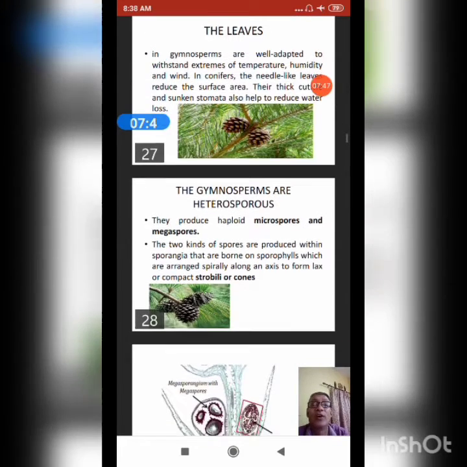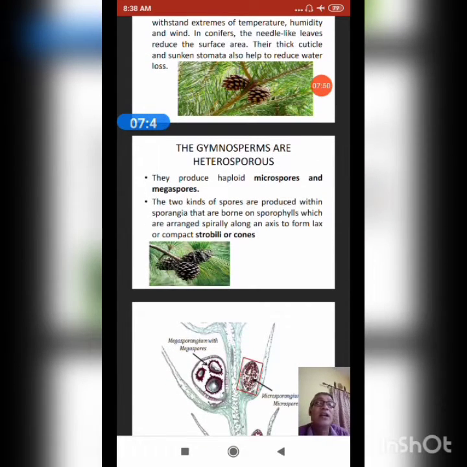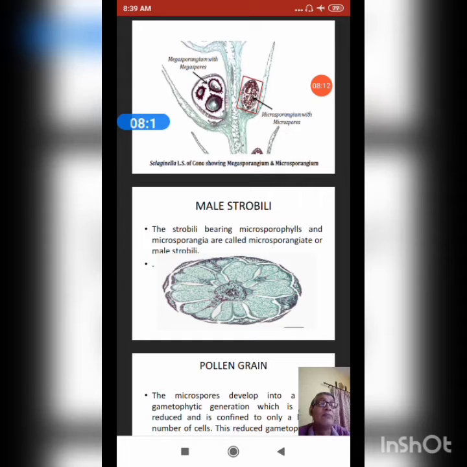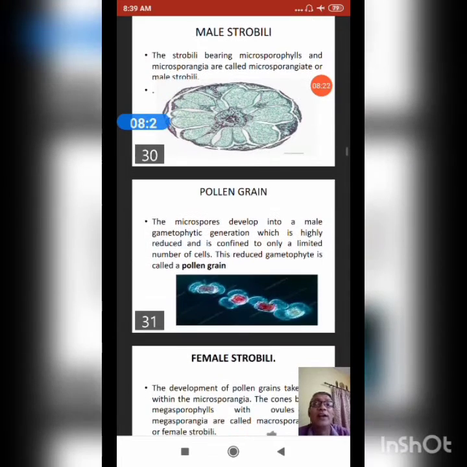Next, a very important discussion: Gymnosperms are heterosporous because they produce haploid microspores and megaspores, and the two kinds of spores are produced within sporangia that are borne on sporophylls, which are arranged spirally along an axis to form lax or compact strobili or cones. Here you see the arrangement of strobili. There are two types. The male strobili bear the microsporophylls with microsporangia, and are called microsporangiate or male strobili, which will form the pollen grains.